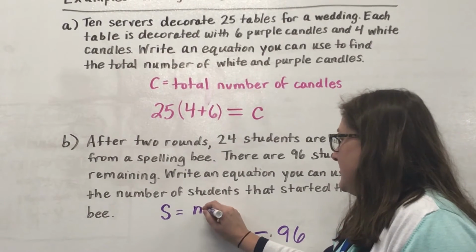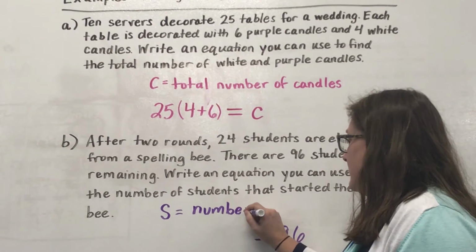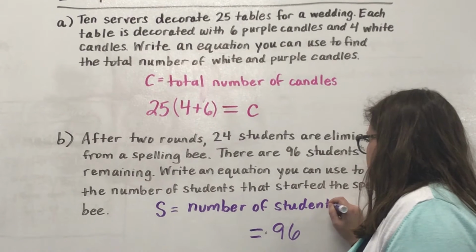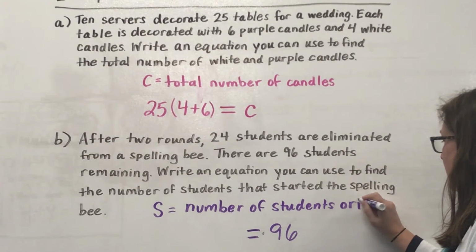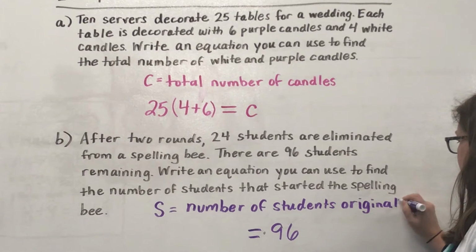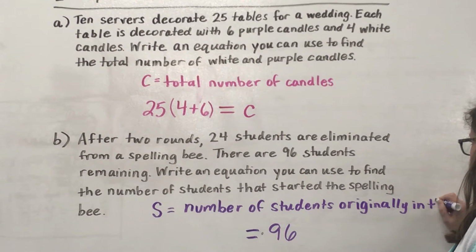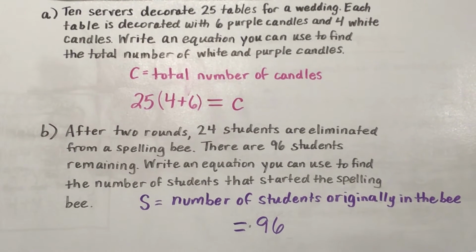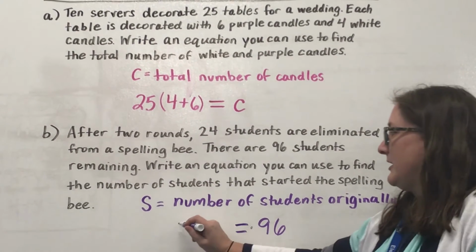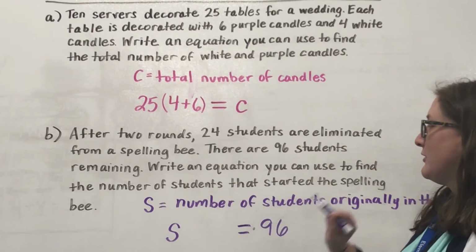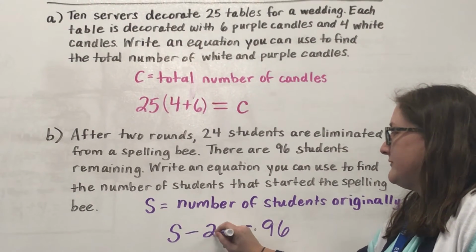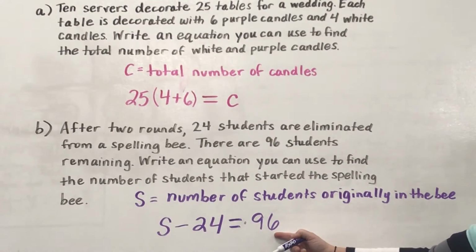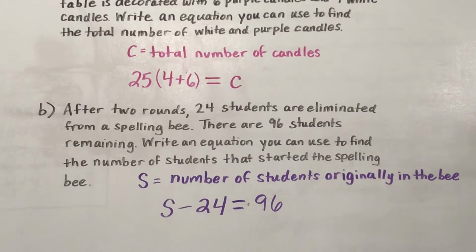The variable you choose really doesn't matter. But this is going to be the number of students originally in the spelling bee. Just going to abbreviate and call it the B. So I know that there was a large number to begin with, and then 24 were eliminated, so I have to take out 24. That will leave us with our 96. Okay, let's look at another example.